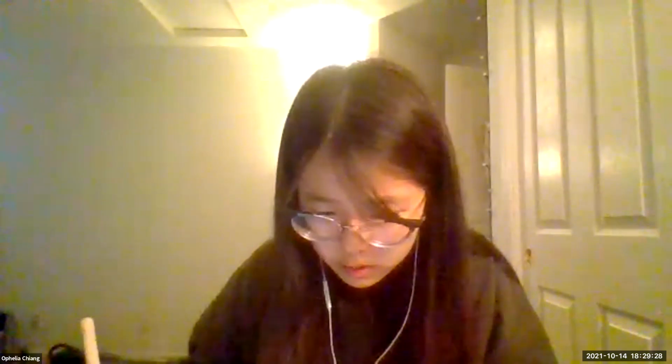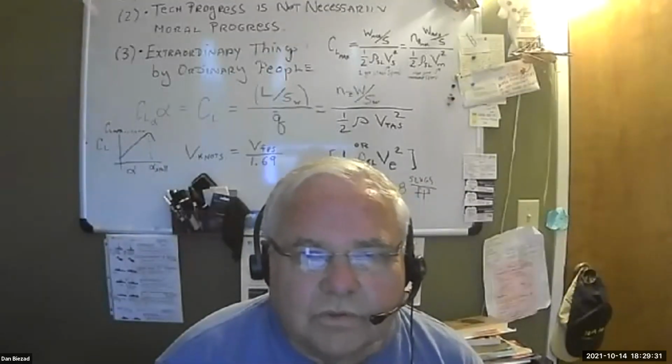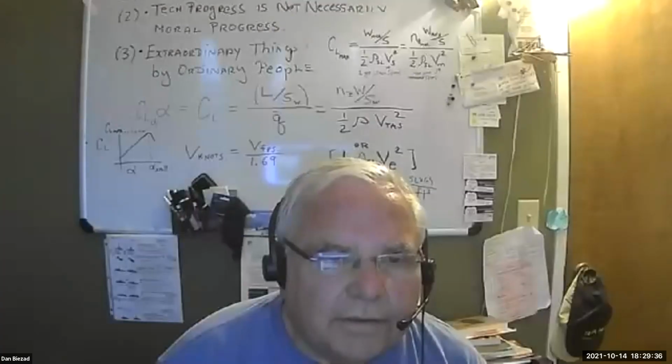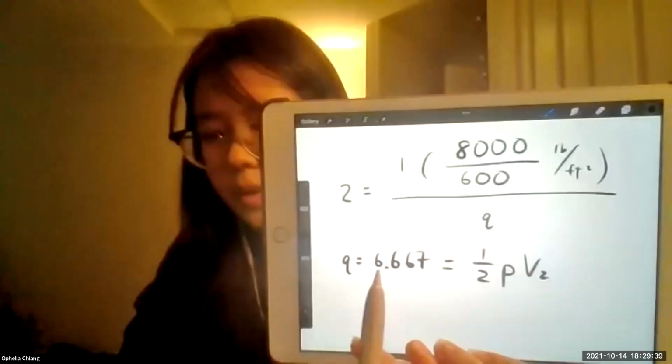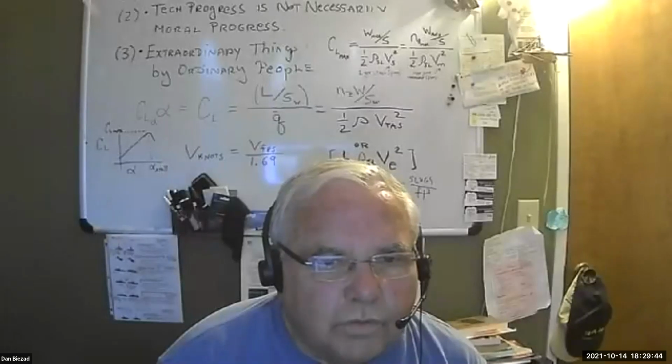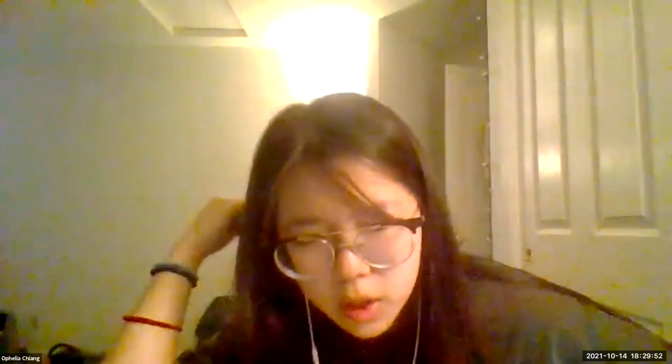Okay, so for Q, we solved it to be 6.66, just from that equation I just showed you. And then we set that equal to 1/2 rho. How did you solve for Q? Through this equation here. We solved for Q, which we got to be this. And then we set that equal to 1/2 rho. What did you use for rho in there? It was 1.2 kilograms per cubic meter, and then we tried to convert it to pounds per square foot.